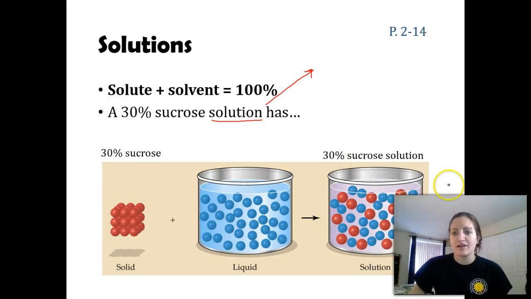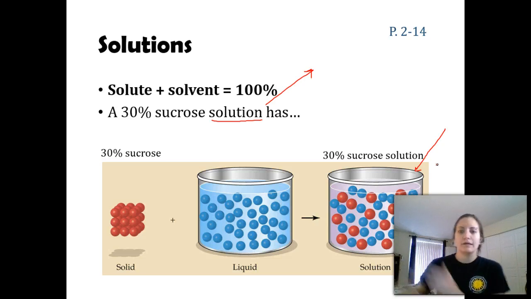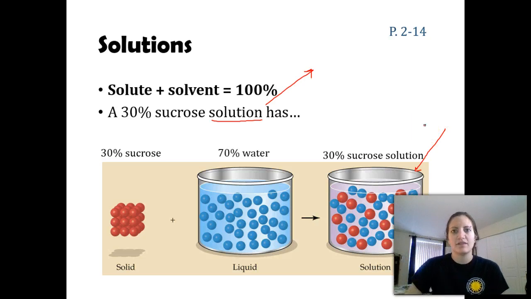So here's the solution down here. We're saying of this entire thing, 30% of it is sucrose. So what would that make the liquid? Hopefully you were thinking along the lines of around 70%, because we know that the solute plus the solvent is going to give us 100%. So this liquid is going to be 70%. So that's saying in this solution, 30% of it is sucrose, and 70% of it is water.